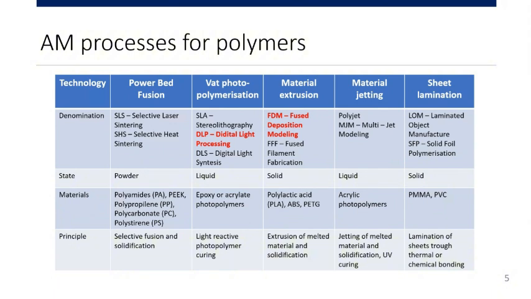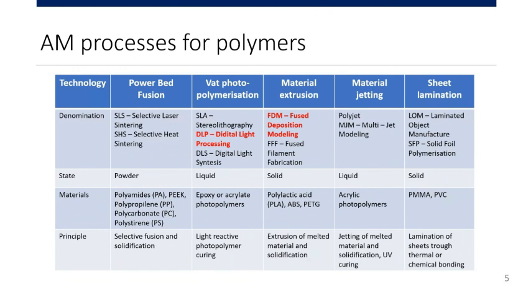Also, we have a variety of materials that can be used: polyamides, epoxy, and acrylate photopolymers for the vat photopolymerization methods. Usually for material extrusion, we have PLA, ABS, PETG. Acrylic photopolymers also for material jetting, and PMMA and PVC for the sheet lamination. What differs between these groups of methods is the principle.